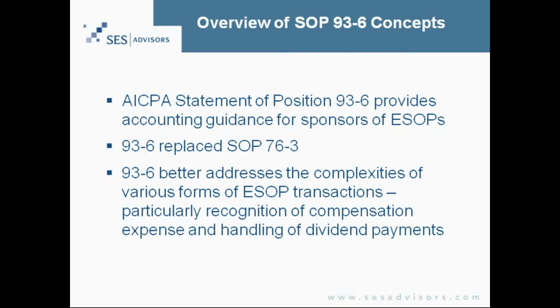The big change between 76.3 and 93.6 is that we're measuring compensation expense not on the historical cost of the shares that the ESOP acquired, but on their fair market value each year. So we're going to go into that calculation. That's a bit of a departure from other concepts in accounting. Of course, normally we stick to historical cost when we're dealing with things like inventory and other assets. Here, we're measuring compensation expense on fair market value rather than historical cost. And we'll get into that in some detail.